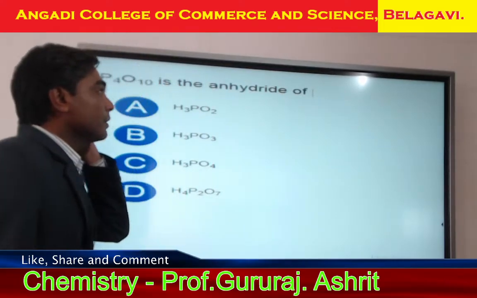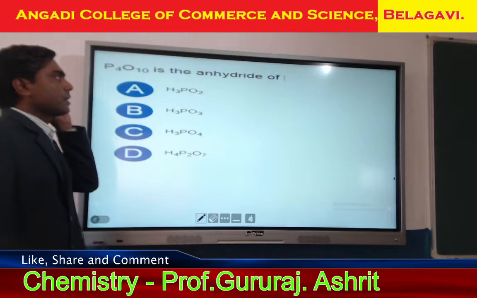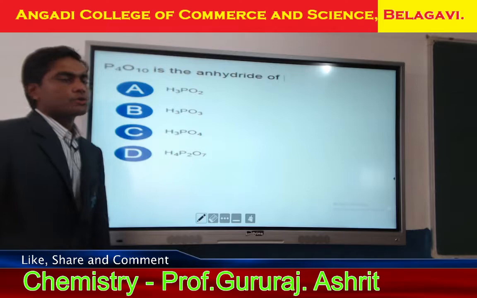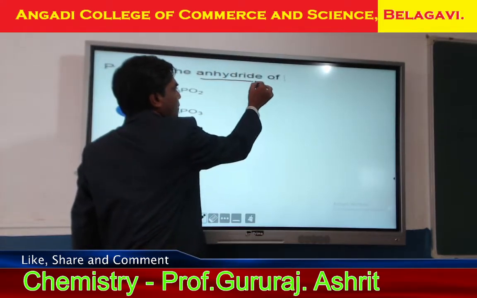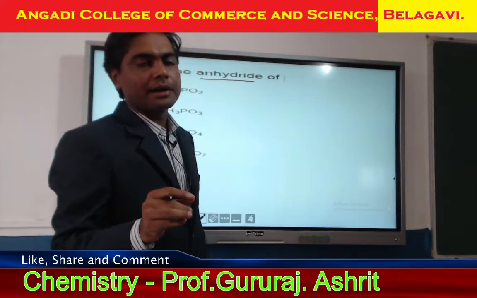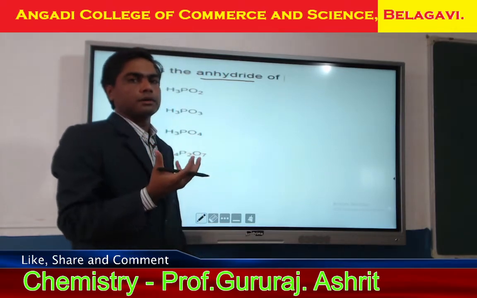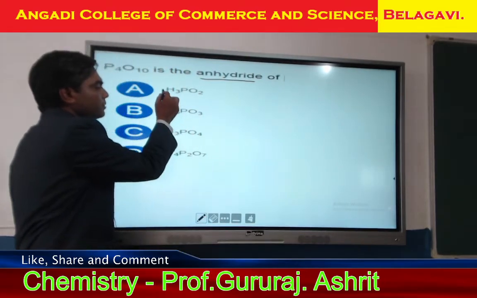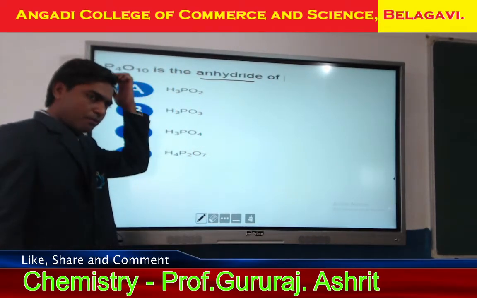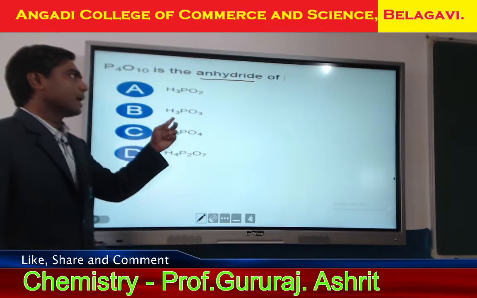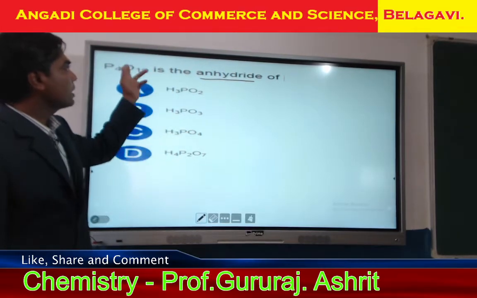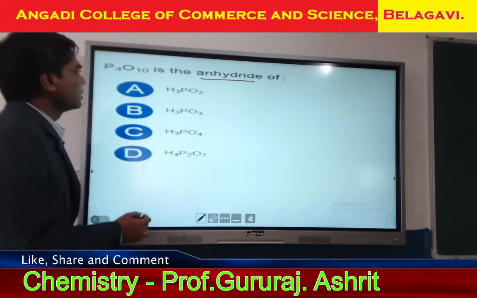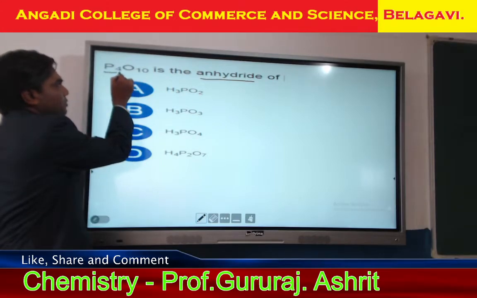So as you see, the first question on the board is: P4O10 is the anhydride of. First you should understand what is meant by anhydride. Hydride means containing water. Anhydride means removal of water. Here you are observing some oxo acids of phosphorus. From that you have to remove the water so that you get the phosphorus pentoxide dimer. So easily you can guess the answer, that is P4.